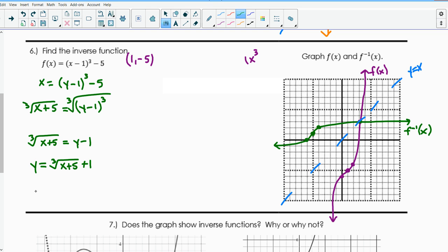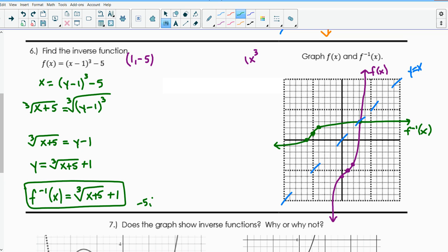Okay, then I need to write it in its correct notation. So I'm going to say the inverse of x is equal to the cube root of (x plus 5) plus 1. Okay, it's very important that we have the correct notation. If we say y equals, then it's not clear whether it's the original function or the new function. Okay, and then I can check my answer. If this is at plus 5, that means the point should be at negative 5, 1. And if I look on my graph, there's a point at negative 5, 1, and that is the vertex, or the critical point.